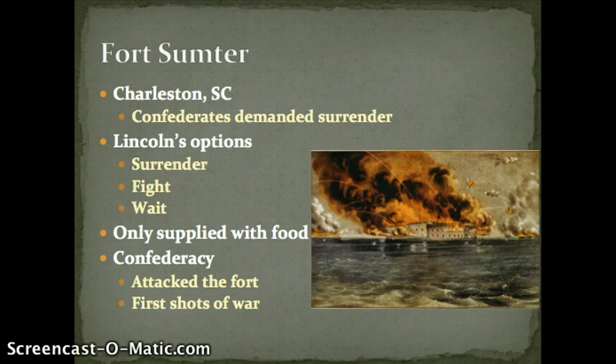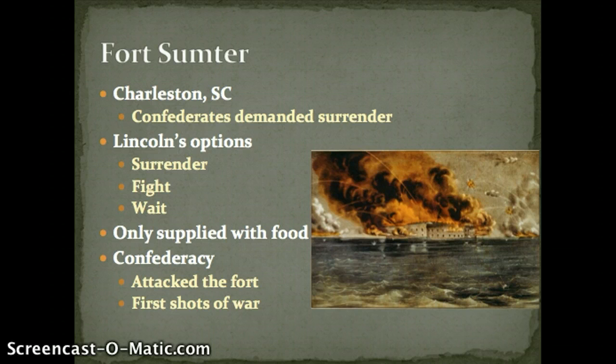If he fights, he's the aggressor. He's the one that started the war, and he doesn't want that as a responsibility. It also doesn't make the North look very good. It doesn't win them a lot of favor with foreign countries that we might need help from later on. His third option, which ends up being the best, is to wait it out.